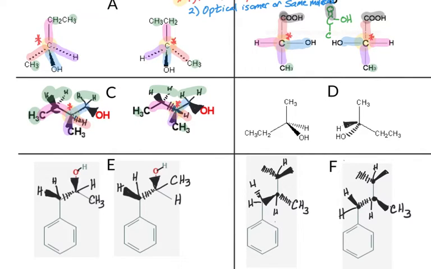So now let's look at letter D. When we look at D, we see the first one has a CH3, not asymmetric, a CH2, not asymmetric. We see this one that kind of looks like it might be asymmetric because it's got all those lines on it, right? That kind of gives you a clue.